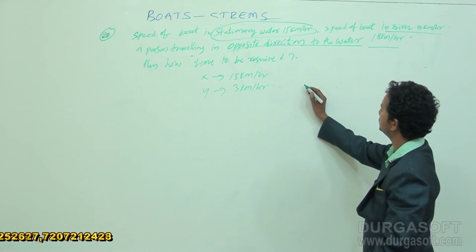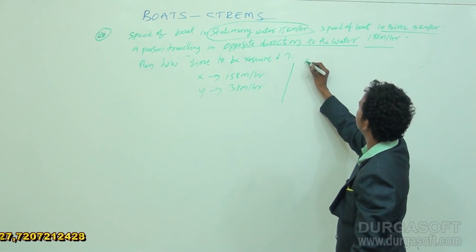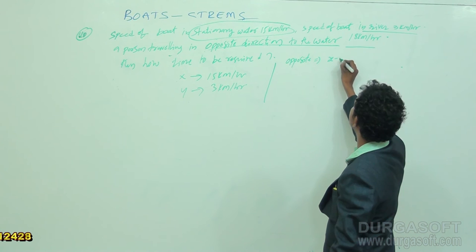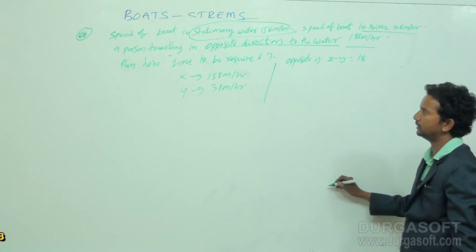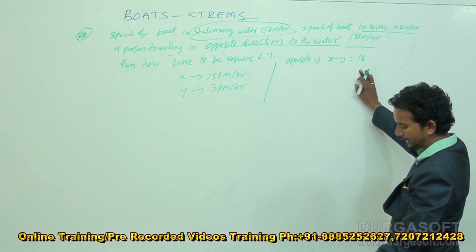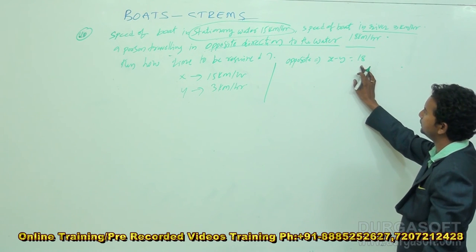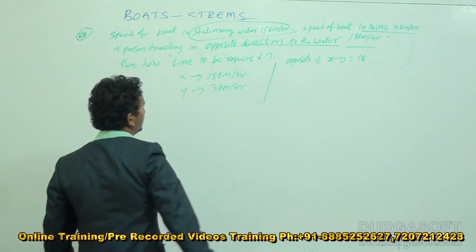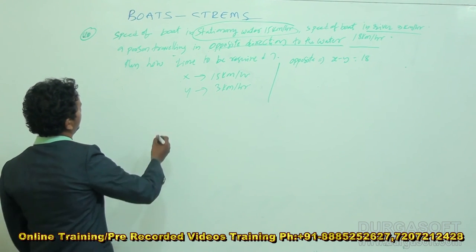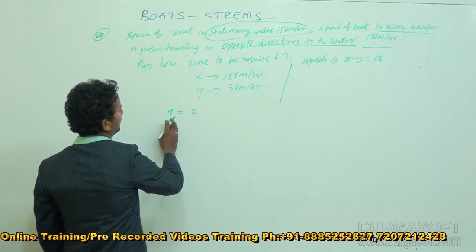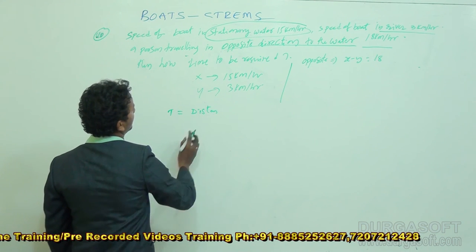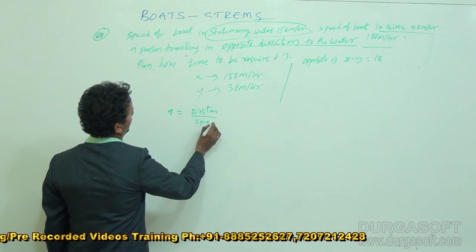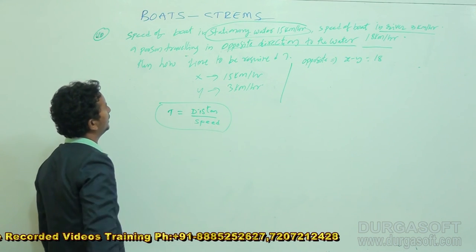Now see here, opposite direction is given. Opposite direction is equal to, what I am taking here, x minus y is equal to 18 kilometer per hour. But according to this, how much time will be required here? Now how much time can be written as distance divided by speed. Time is equal to distance divided by speed.